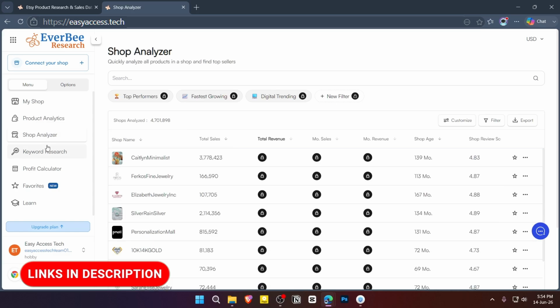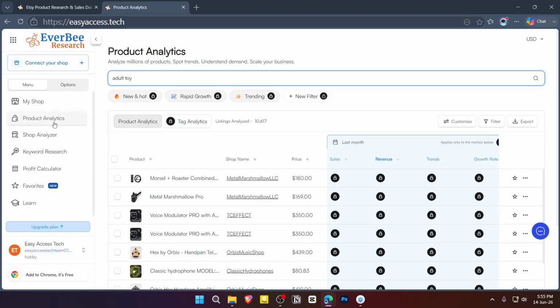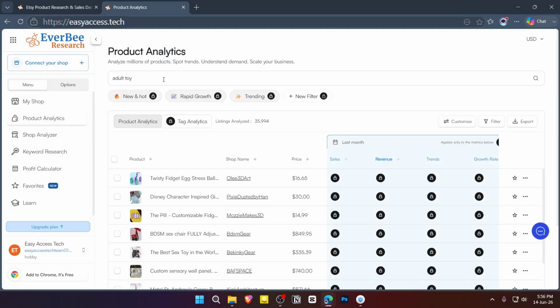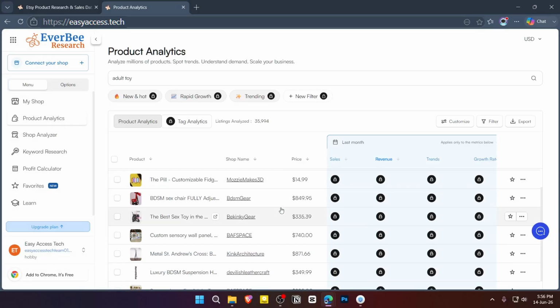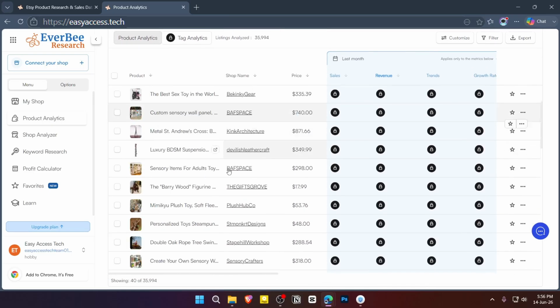Basically, EverBee is a research tool designed mainly for creators, print-on-demand sellers, digital product creators, and online entrepreneurs. The platform helps users discover product ideas by analyzing marketplace data and identifying products that are already attracting customers. One of the most useful features of EverBee is product research. Instead of guessing what people might want to buy, you can explore real products and gain insights into sales performance, competition level, and potential opportunities. This can help reduce the risk of creating products that nobody is searching for.